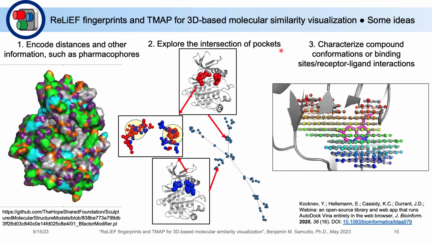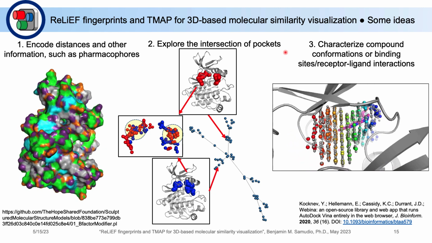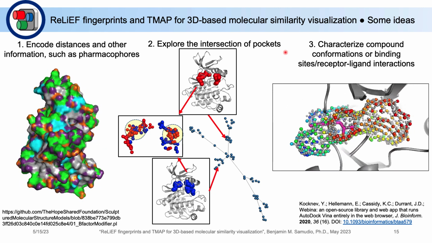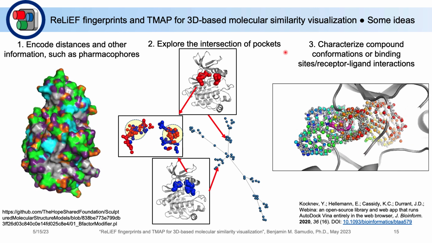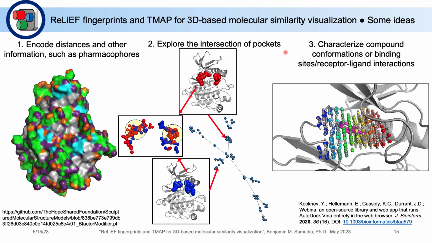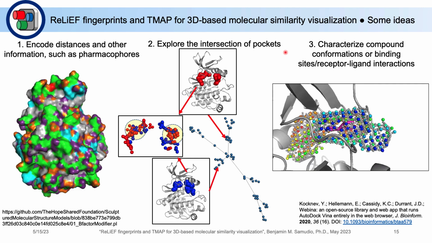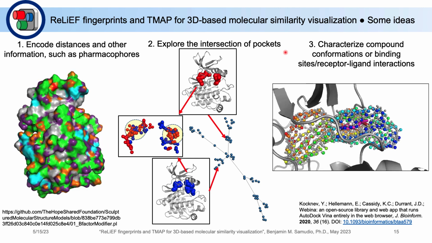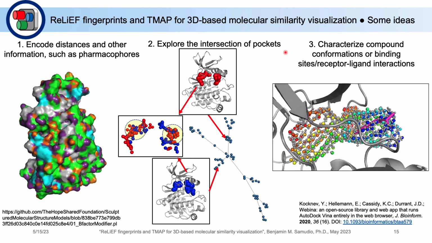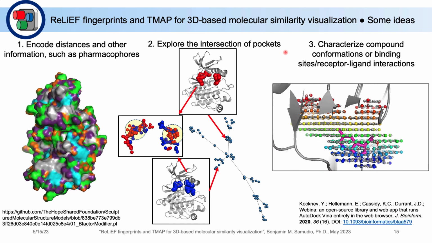The third thing we can do is characterize compound conformations. So for example, we can develop three-dimensional structures for compounds. We can align them together, we can compare their structures and their physicochemical properties, or we can also explore ligands within binding sites and capture those interactions. Again, as long as it's text-based, it can be incorporated into these fingerprints and we can view the similarity of those.